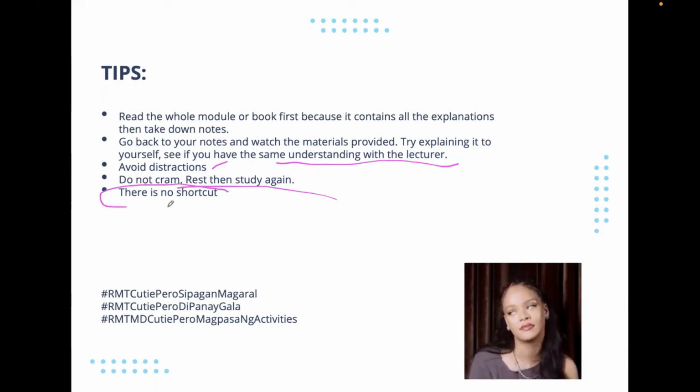Okay? Kaya po ako nagsabi na walang shortcut kasi basahin nyo muna yung libro. Then, take down notes. And then, tsaka nyo panoorin yung mga lecture videos provided. And then, try explaining it to yourself. Again, wala pong shortcut sa lahat ng yan.